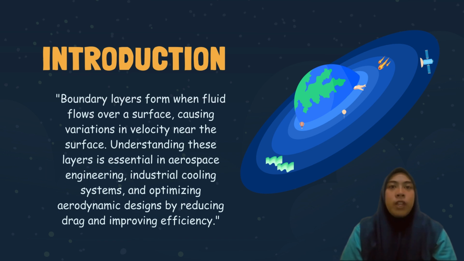A boundary layer forms when fluid flows over a surface, causing variation in velocity near the surface. Understanding this layer is essential in aerospace engineering, industrial cooling systems, and optimizing aerodynamic design by reducing drag and improving efficiency. Our project focuses on studying how this boundary layer behaves under different conditions, especially varying airflow velocities. This is not only academically interesting but also has real-world implications for improving the performance of aerodynamic systems.